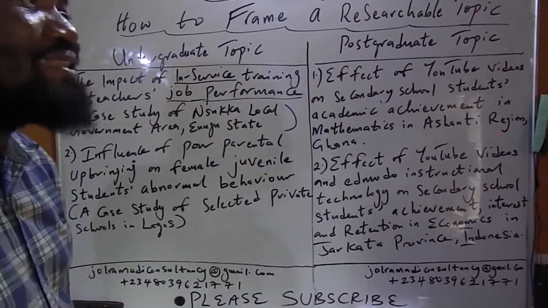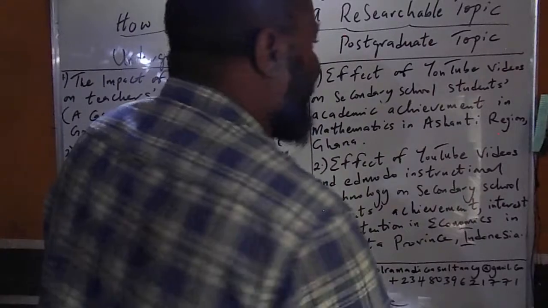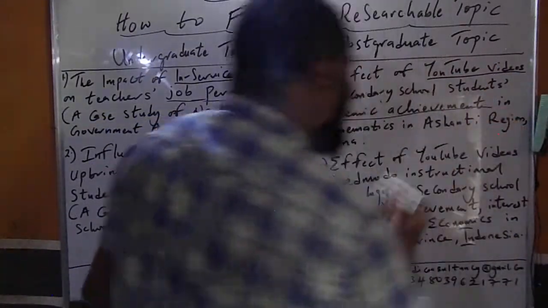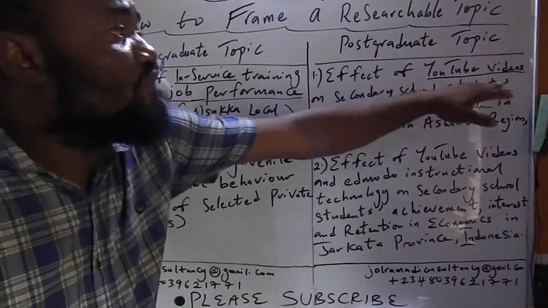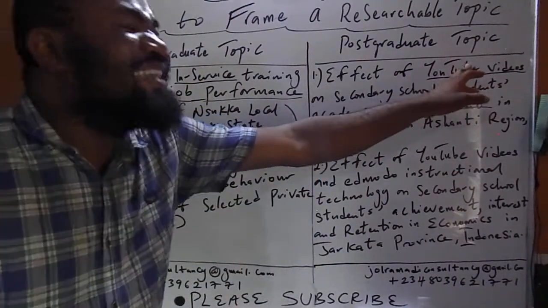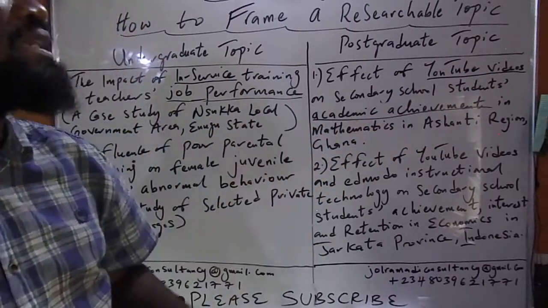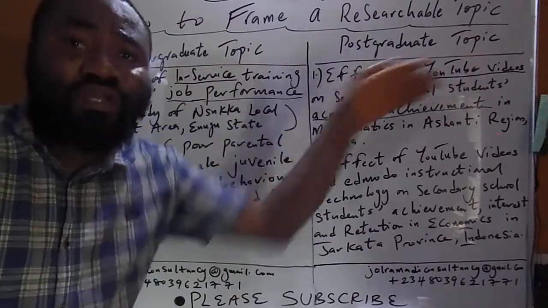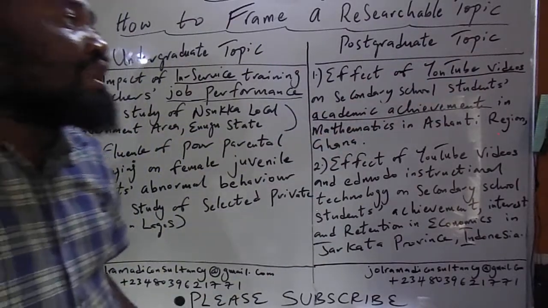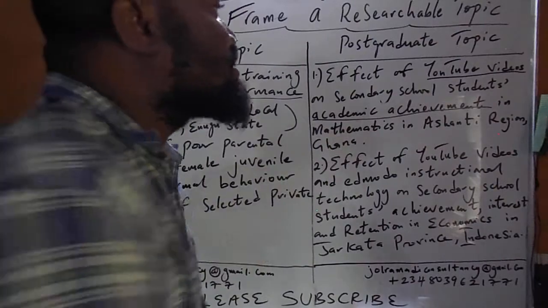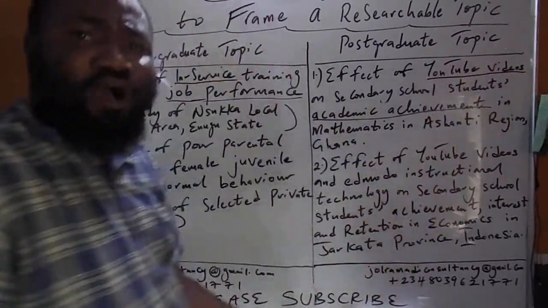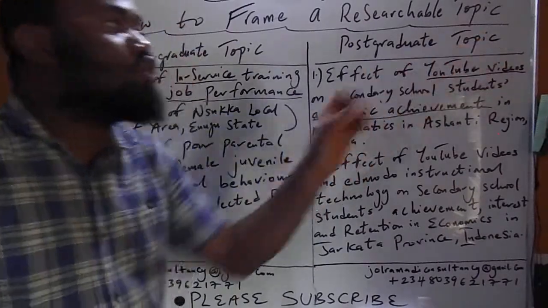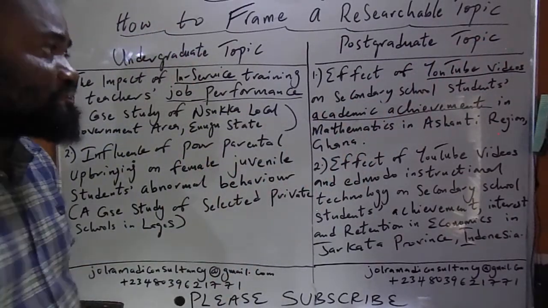This is an experimental work. The variables here, you have YouTube videos, you have academic achievement. You can see now, YouTube video is the what? Is the independent variable, while academic achievement is the dependent variable because it's depending on YouTube videos. When a set of students are taught mathematics using YouTube videos, what will be their performance? So their performance now depends on the YouTube video that was used in teaching them.